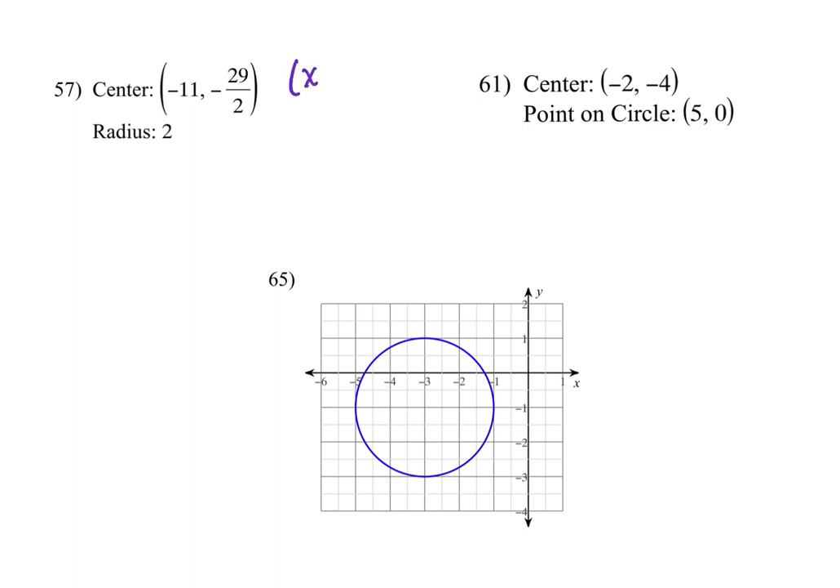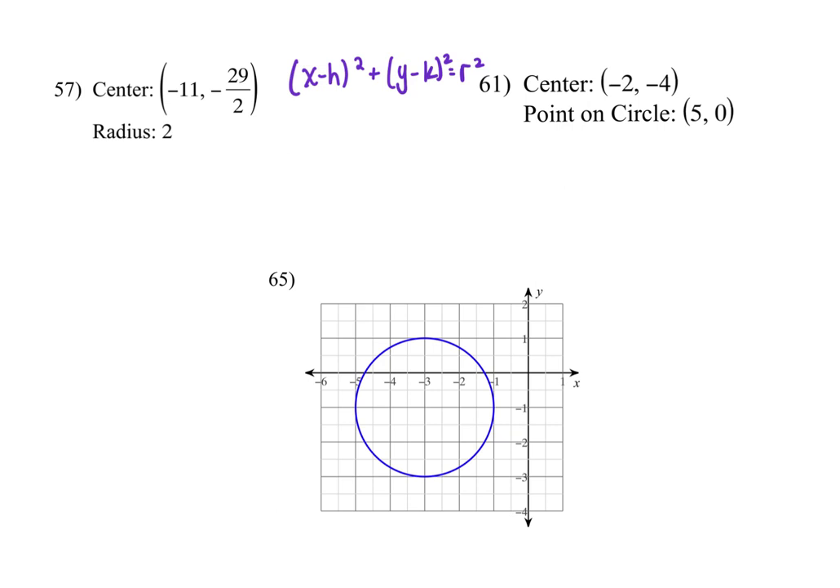You're going to use (x - h)² + (y - k)² = r². All right? The first group's really simple. They give you the center and they give you the radius. So you literally just have to plug it in.